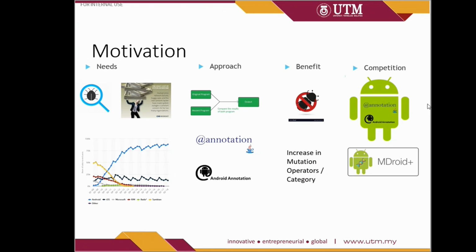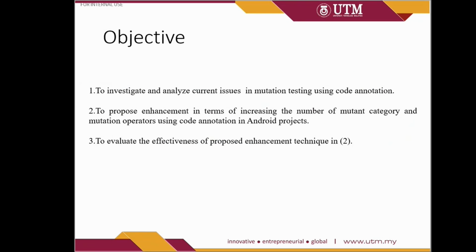So what are the benefits? Firstly, there is an increase in the mutation operators and categories, and it might have a higher chance to generate more mutants and discover more bugs, so that we can solve the bugs before release to the market. What are the competitors we are looking at currently? Firstly, there is Android Plus, which is already on the market, and the libraries that we are using are of course Android annotation and code annotation.